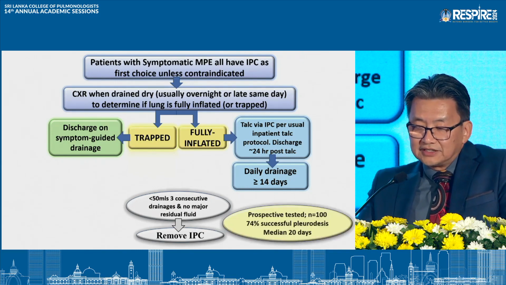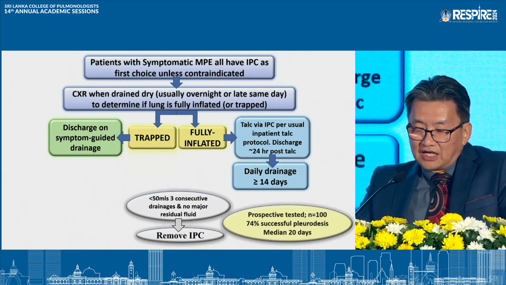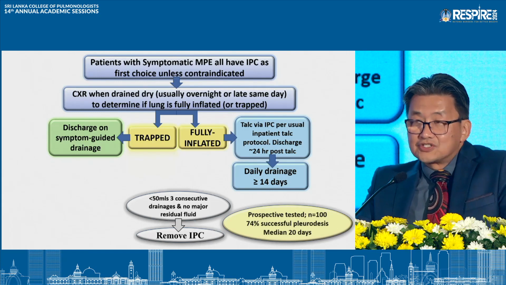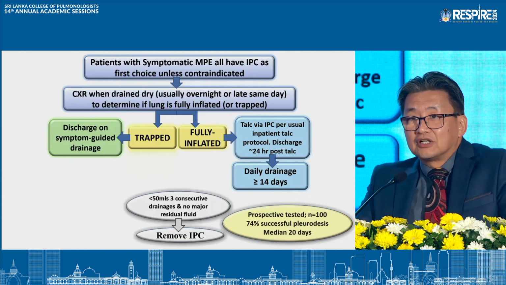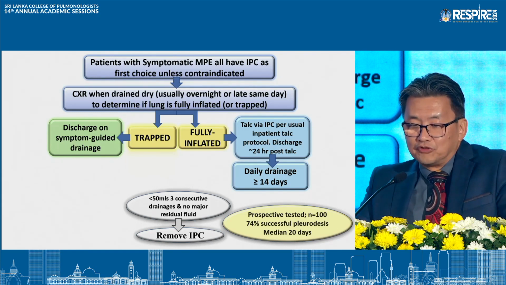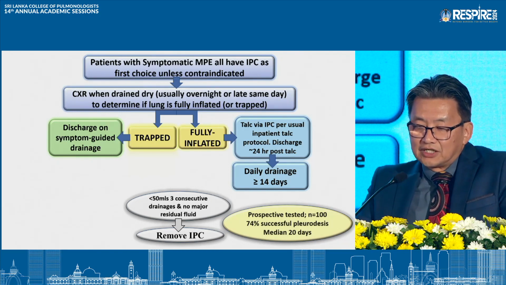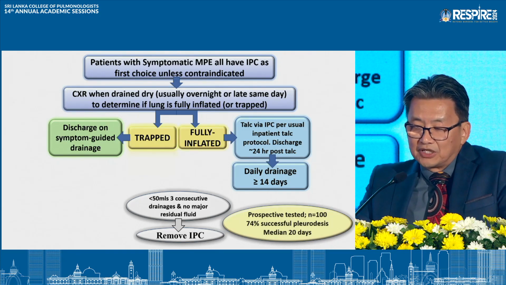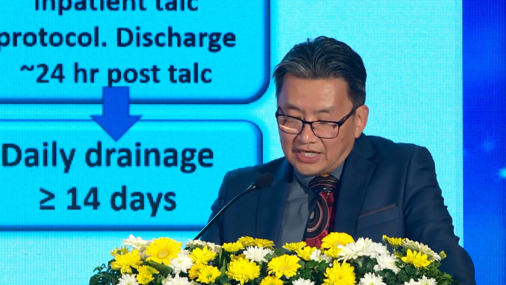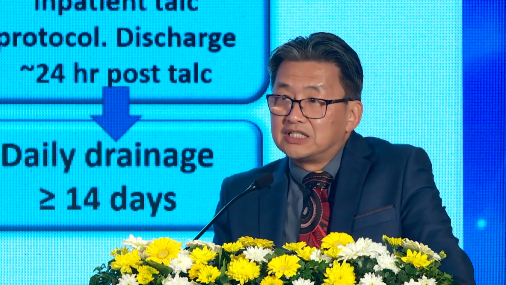So we tested it in 100 prospective unselected patients from our institute. And if the patient has inflated or fully inflated lungs, they have a 74% success rate in talc pleurodesis, which is very much in keeping with talc slurry. And this usually occurs after a median of 20 days.